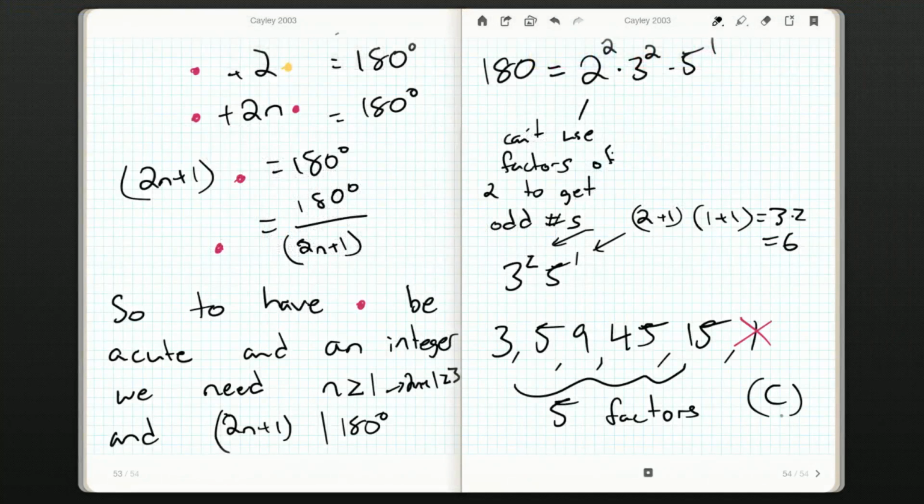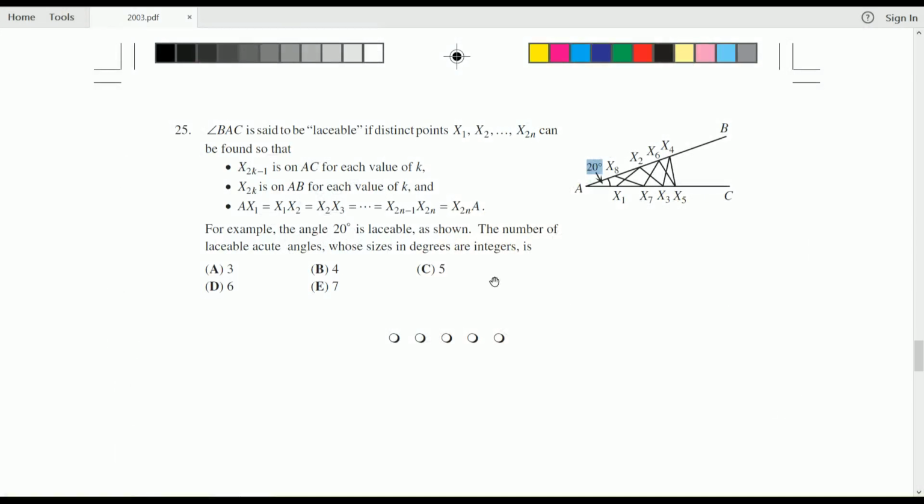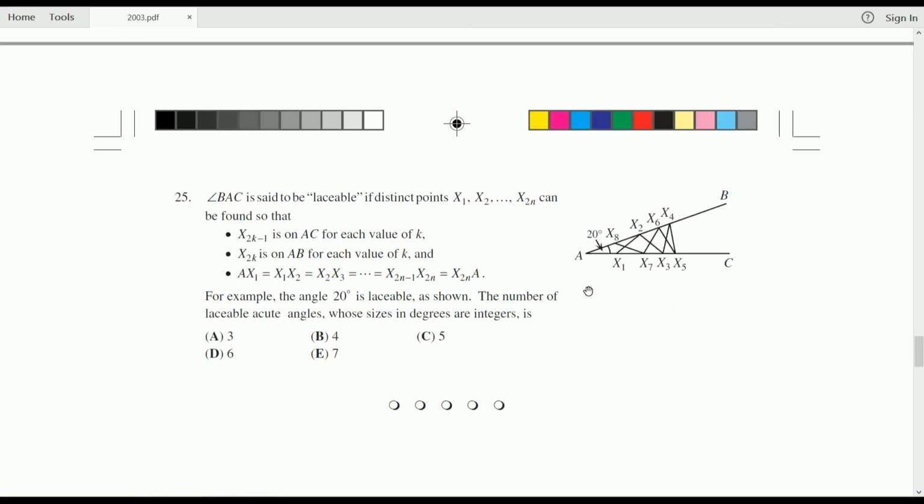That was an interesting little question. I liked that it blended geometric considerations, and then at the end it became a factoring question. I liked that. I thought that was pretty good, and overall a very nice paper. That's the 2003 Cayley there.